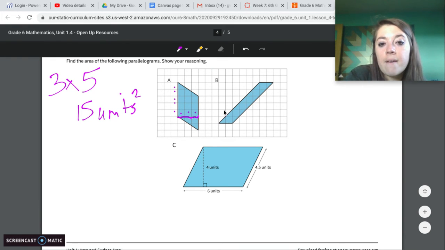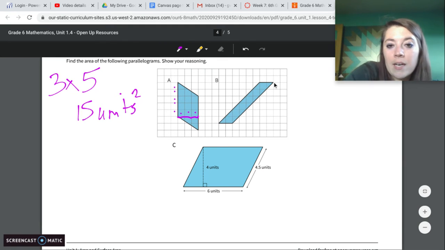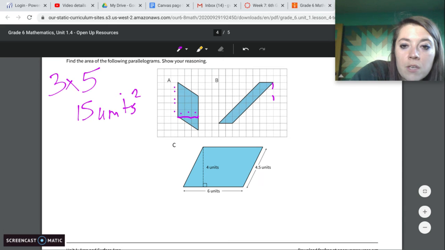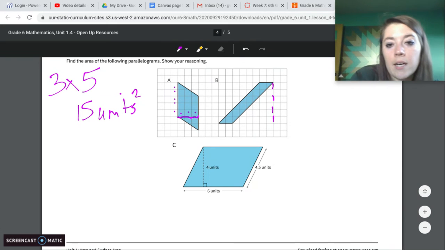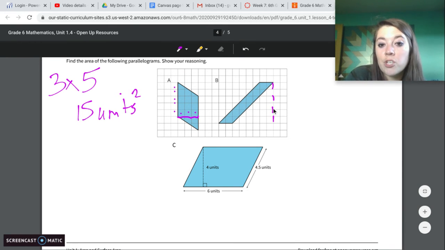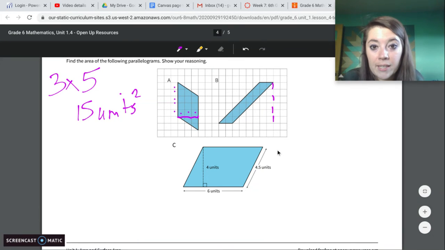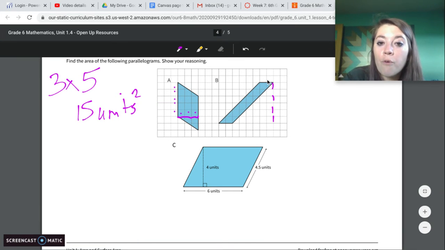Now on B, finding your actual vertical height, you have to do it outside of the figure. So it's going to be outside here like this. So we draw a dashed line on the outside. And yes, that's perfectly acceptable because our height has to go from one base to the other. So we can't just go up to, oh, there we go. That doesn't work because we're not going all the way from one base to another.